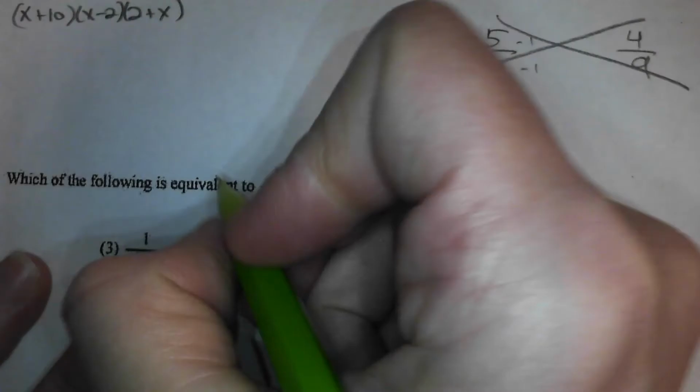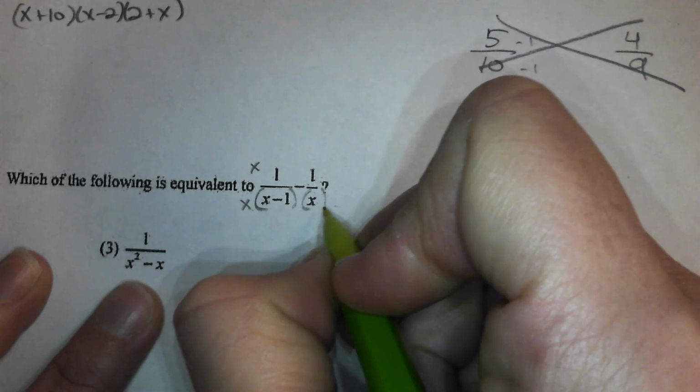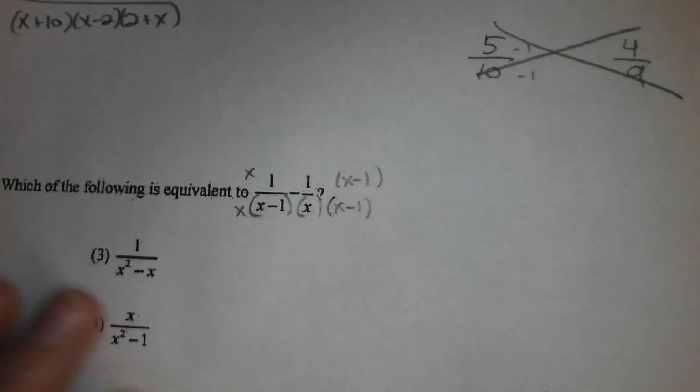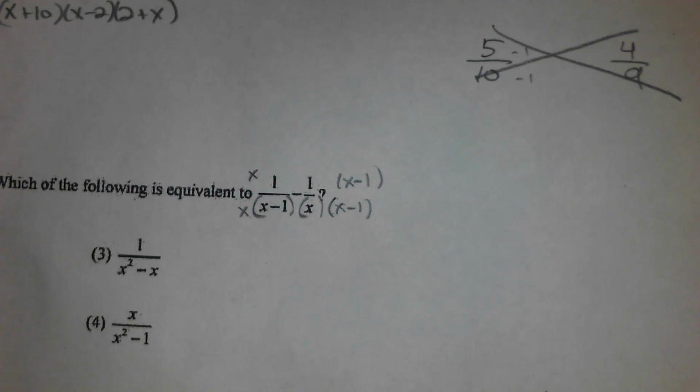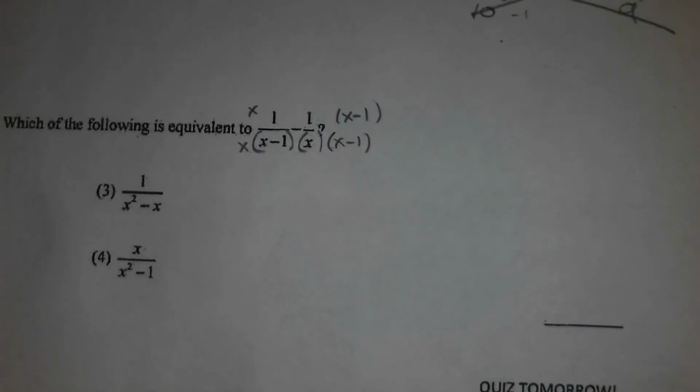These are actually two totally different denominators. This one needs an x. Don't move. And this one needs an x minus 1. So the common denominator is x minus 1. Do you follow? Okay? Have to multiply by something over itself. You can't just subtract.